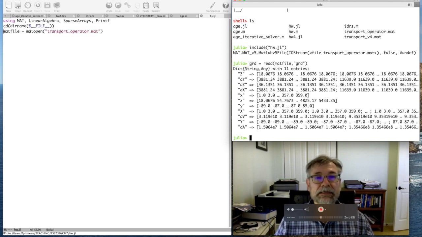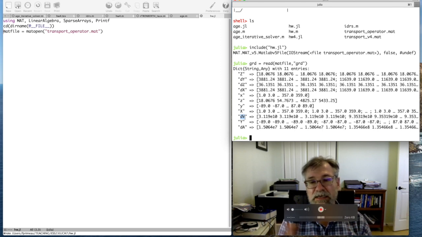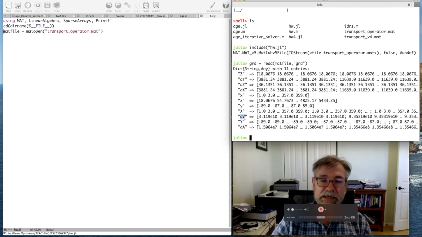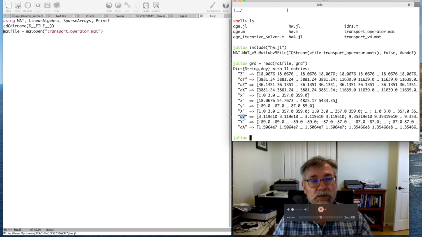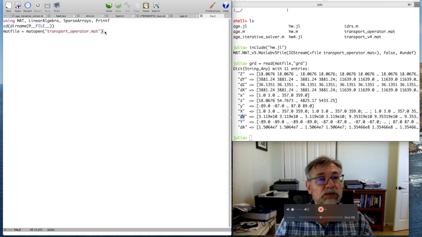So grd is a structure in MATLAB, or a dictionary in Julia, that is inside this transport operator.mat file, and it contains these variables here, dA, y, dv, and so on, that define the grid on which the advection diffusion operator, or the tracer transport operator, has been discretized. So the volume of all the grid boxes is in this dv variable, so they're finite grid boxes. It's a 2-degree horizontal resolution, so there's going to be 180 longitudes, 90 latitudes, and 24 depth levels. So we can read in a few more variables, and then we can talk about them in a bit.